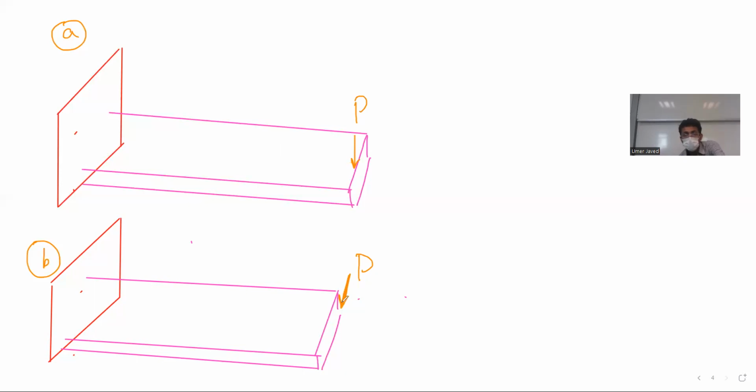Even here, the load is acting right through the center of this rectangle like this. Number two, is the load acting straight? Yes. It's not acting at an angle. The load is acting straight. It is not acting at an angle.